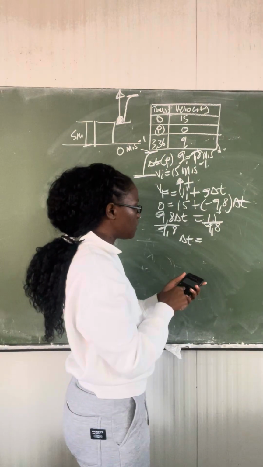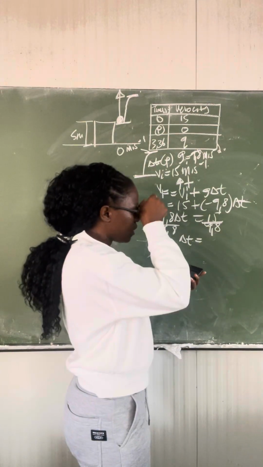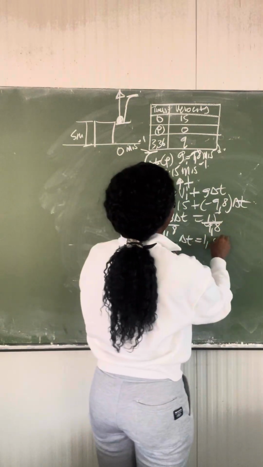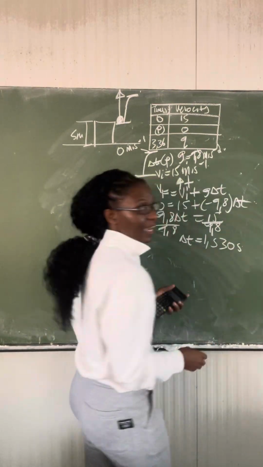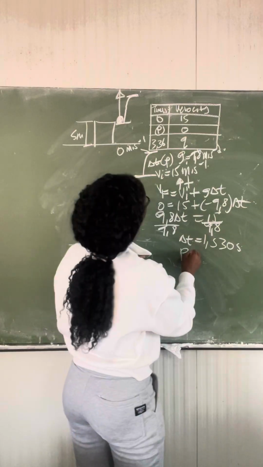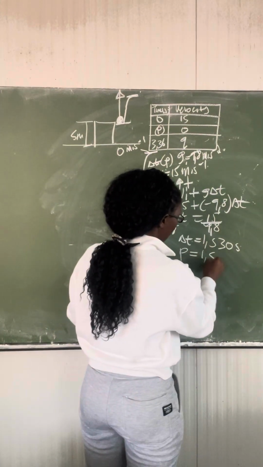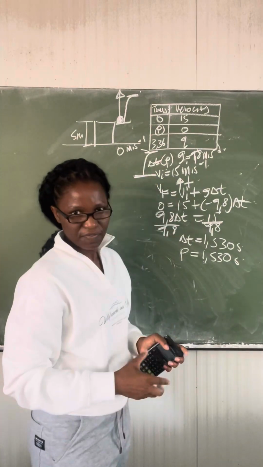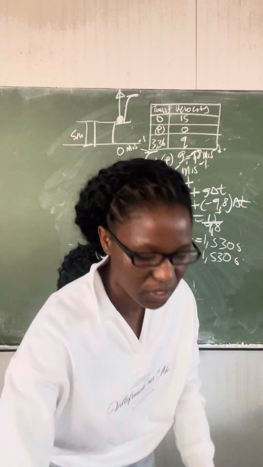So it's 15 divided by 9.8. What is delta t? So the time is 1.530 seconds. Therefore, the value of P in this case is 1.530 seconds for 3 marks. This is how you were supposed to attempt this question.